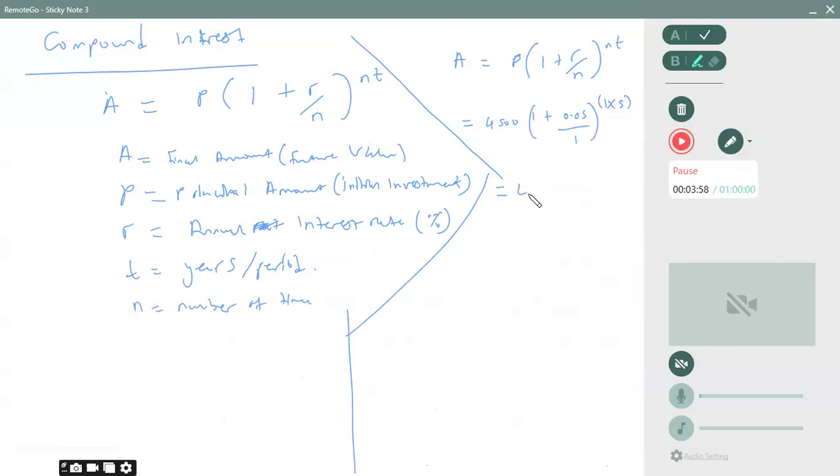So this will be the same as 4,500 into 1 plus 0.05 power 5. This is the same as 4,500 into 1.05 power 5. So from your calculator, I don't know who is having a calculator which can put powers.